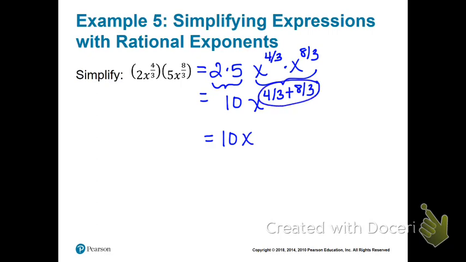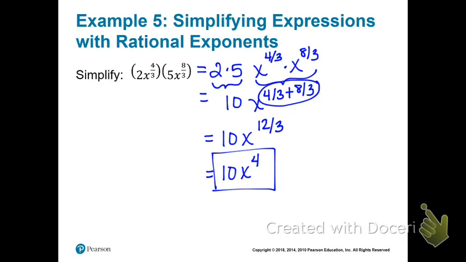Now, if you remember how to add fractions, they've already got that common denominator, so you just add your numerators. 4 plus 8 is 12 over the common denominator. Is 12 divisible by 3? Yes. So let's go ahead and reduce that to a 4. So we find our answer is 10x to the 4th.